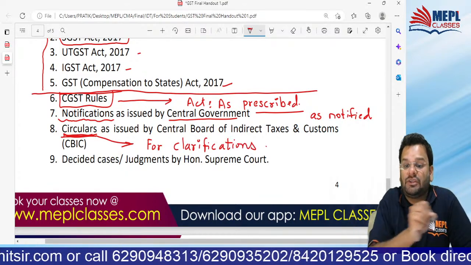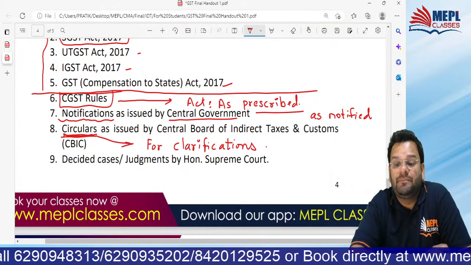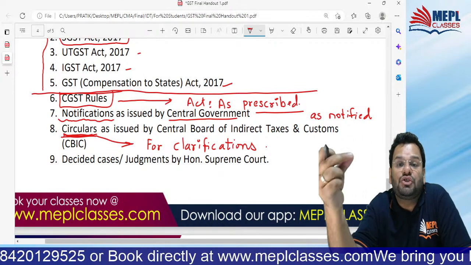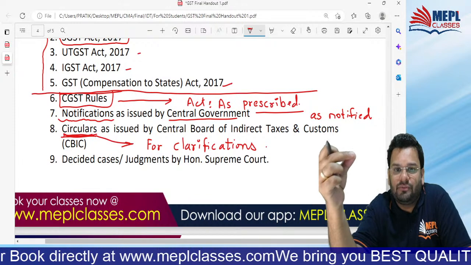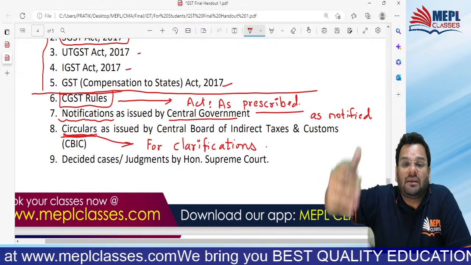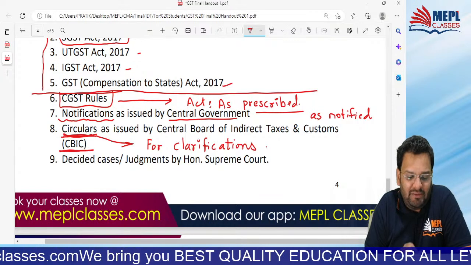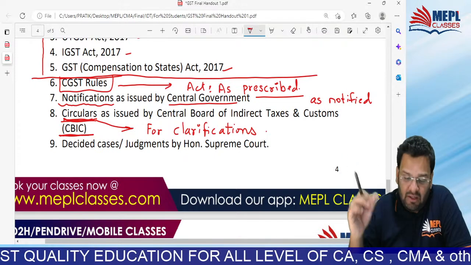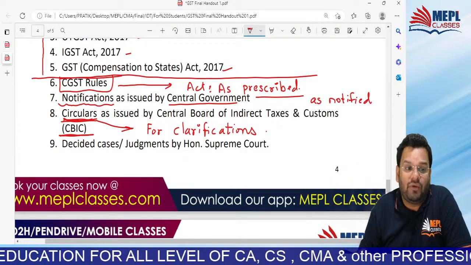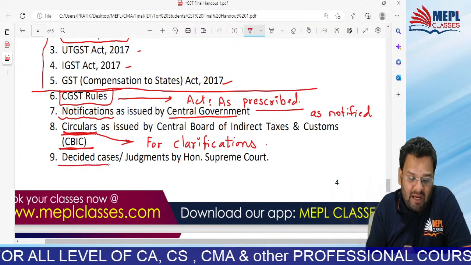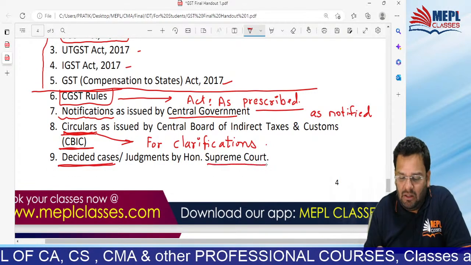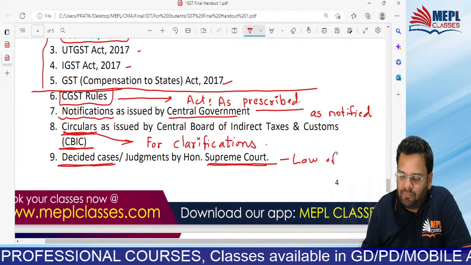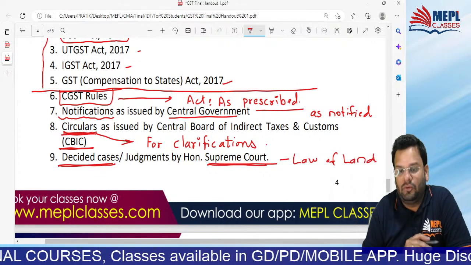For giving clarifications. Many a times what happens, there is ambiguity. Ambiguity means some type of confusion on various issues. Now, to do away with that confusion, Central Board of Indirect Taxes and Customs comes up with some circulars to give clarifications. And finally, decided cases by obviously Honorable Supreme Court, they become law of land. So obviously that also is body of law.